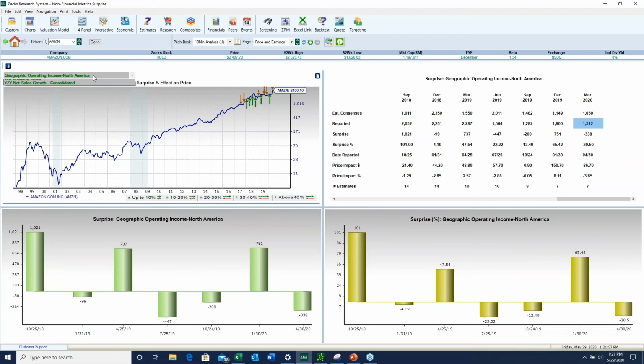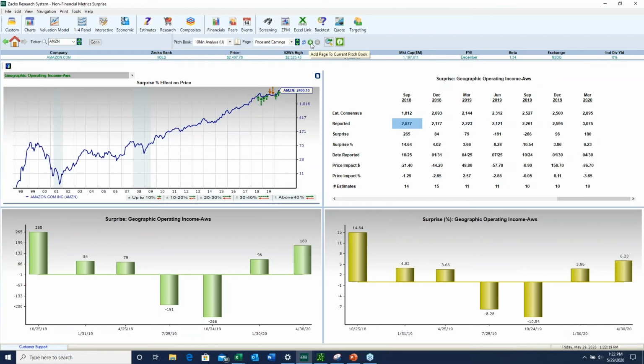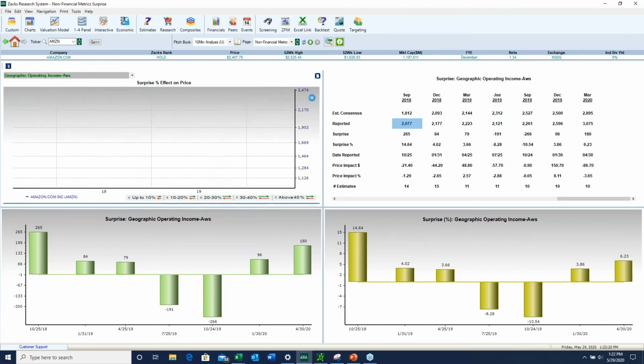So ultimately, you can see here that the vast majority of their operating income growth is attributable to AWS. So right within these couple seconds here, you can just understand exactly what's driving that bottom line, what's driving that operating income. And it's all AWS. That is the name of the game for Amazon. So I'm going to add this to our pitch book as well.